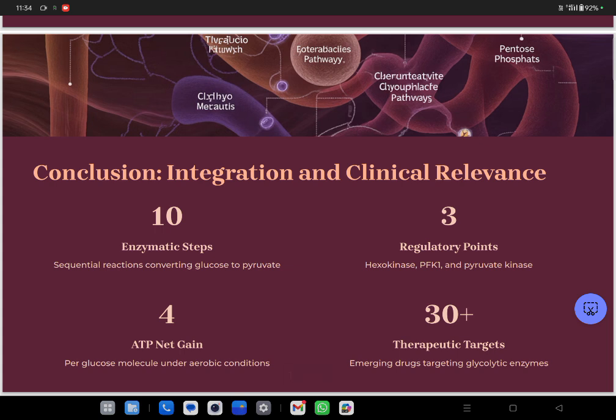Okay, there are 10 enzymatic steps, 3 regulatory points, 4 ATP, so 2 ATP net gain, and 30 plus therapeutic targets.